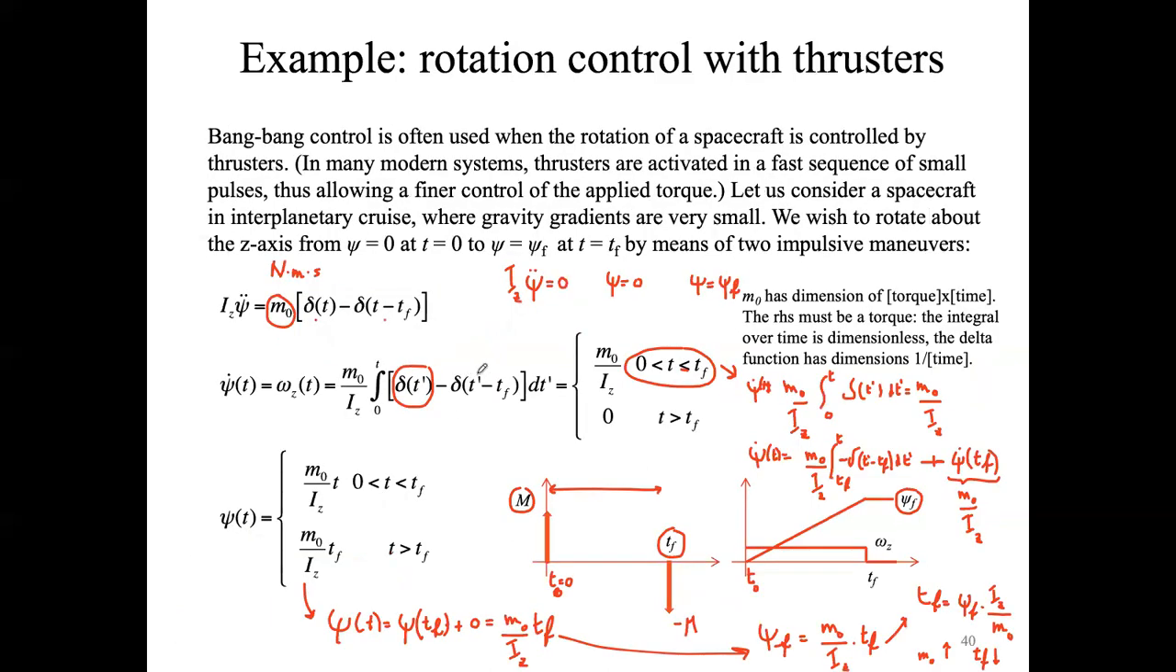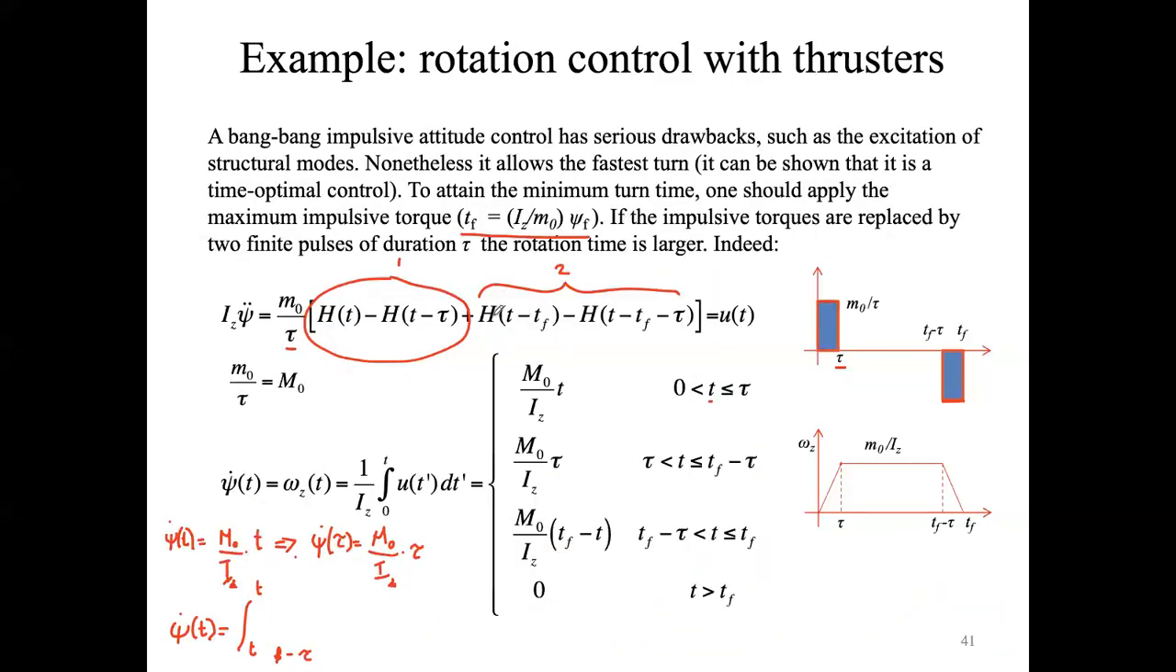of this expression here, because this one is zero. So the only expression is the second impulse maneuver. So that will be h minus t minus t final minus h t minus t final minus tau. And we know that this expression in the integral will be equal to 1. But we have to sum the angular velocity at time t final minus tau.